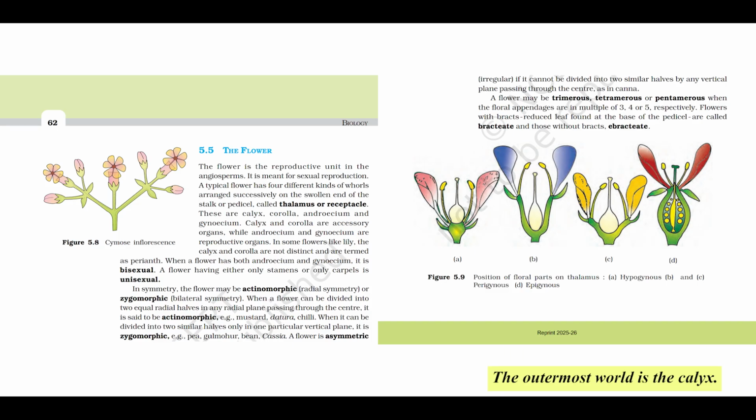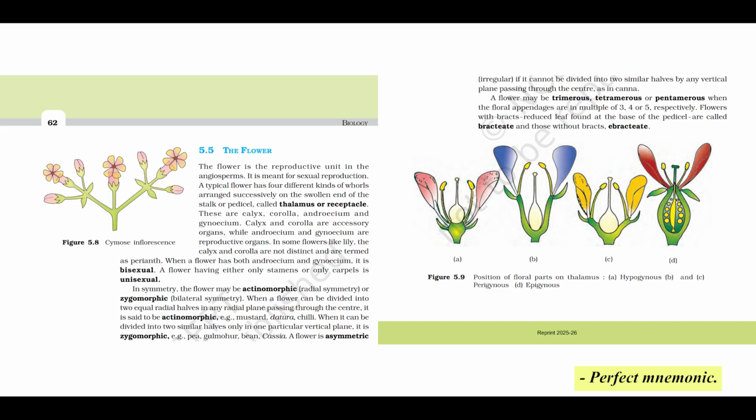The outermost whorl is the calyx. This is composed of individual units called sepals, usually green and protective. Moving inwards, we find the corolla, made up of petals, usually colorful and attractive. Next is the androecium. This is the male reproductive part consisting of stamens. And finally, at the very center is the gynoecium, the female reproductive part composed of carpels. Calyx, corolla, androecium, gynoecium. 4 whorls outside to inside, CCAG.